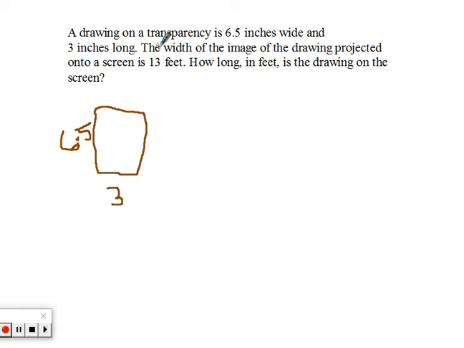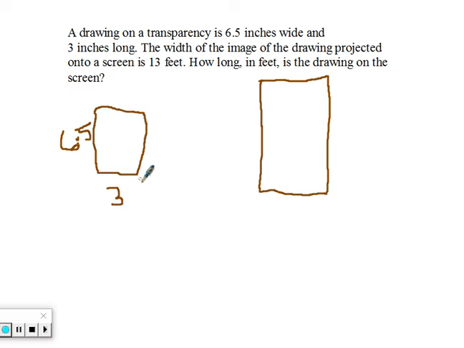And according to this, the width of the image of the drawing projected, that means it's like a movie. It's projecting onto something big. So I'm gonna project it into a bigger rectangle. Don't pretend that it's proportional at this point, it's just to get a picture in your heads. Then it says that the width of the image is 13 feet. So remember, this is the length, this is the width. I know it sometimes is hard to tell which one's which.